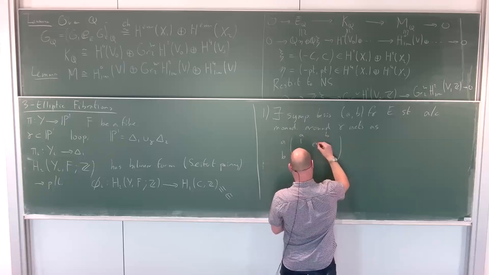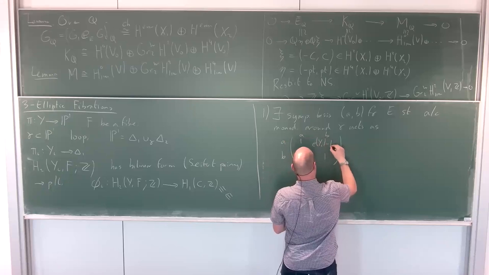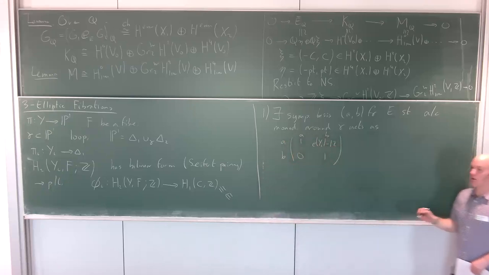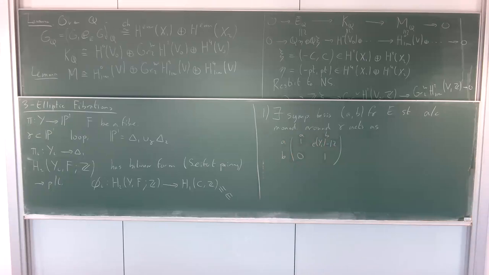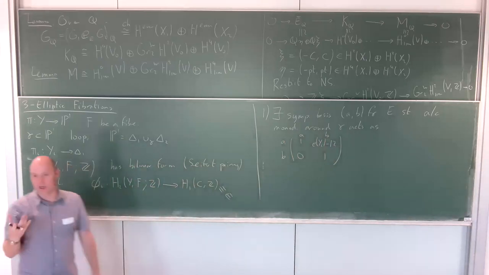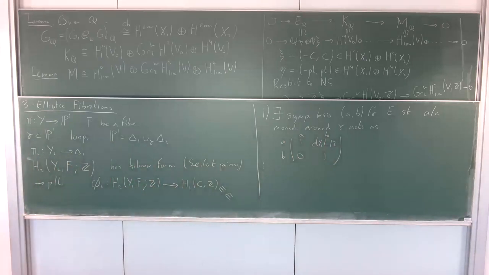And the number up here should be E of yi minus 12. What's E of yi? E of yi is the topological Euler number, which you can compute for these fibrations over disks by just counting up the contributions from each of the singular fibers living inside each disk.